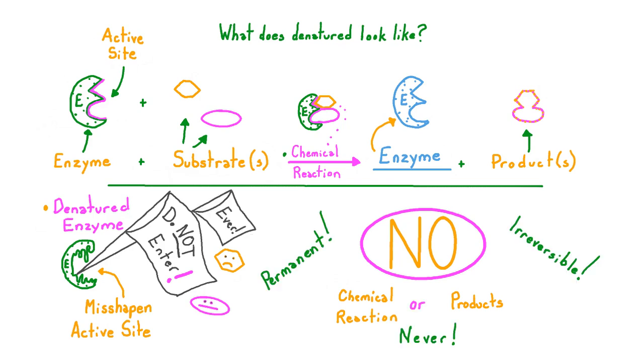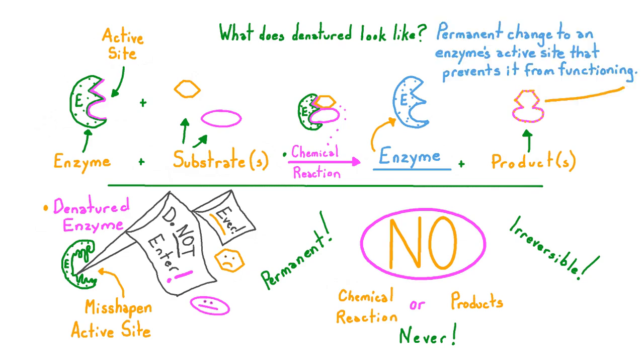Here's an example to help you better visualize a denatured enzyme. Like enzymes, egg whites are made out of protein, and once it gets too hot, those proteins denature. So think what happens to the egg white when it's fried. It's a big change. It went from clear and gooey to white and solid. And that's not going back. It's never going to be a raw egg white again. So once denatured, always denatured. It's irreversible. So denatured looks like a permanent change to an enzyme's active site that prevents it from functioning.